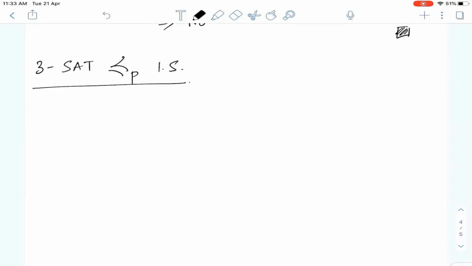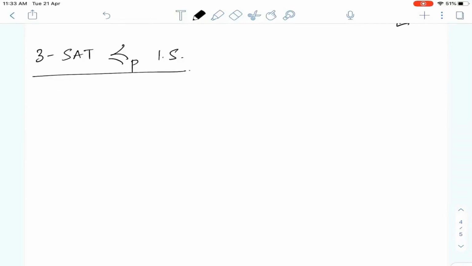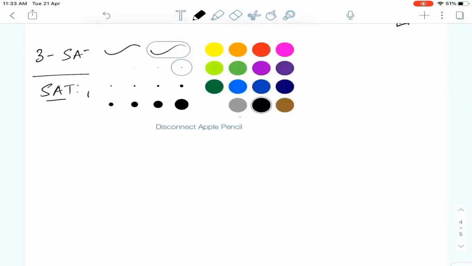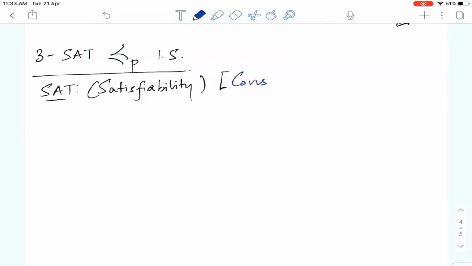Now the next reduction which we are going to see is 3-SAT reduces to IS. So what is the SAT problem? SAT stands for satisfiability. And this belongs to a general class of problems which are known as constraint satisfaction problems.